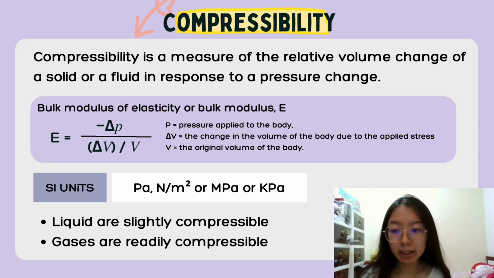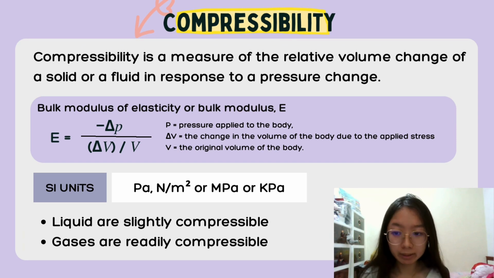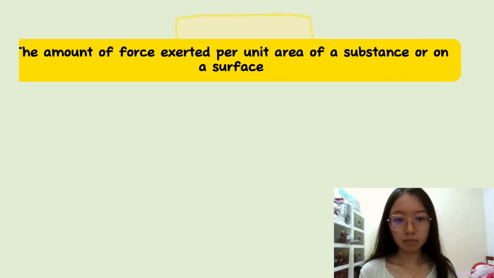So megapascal and kilopascal will sometimes be the SI unit of the bulk modulus of elasticity. And for information, liquids are slightly compressible, indicating that it will take a very large change in pressure to produce a small change in volume of the liquid. And thus the magnitude of E for the liquid will be very high. And gases are readily compressible but not usually described using the term bulk modulus.